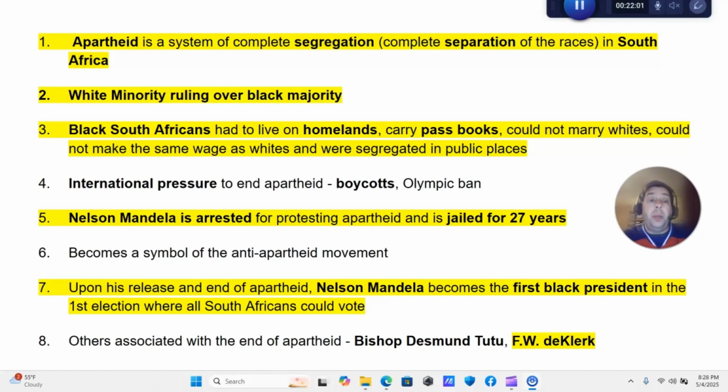to address this issue. And so we have international pressure, boycotting South African companies, divesting their investments in South African companies. They were banned from competing at a lot of international sporting events, including the Olympics. Nelson Mandela was arrested for protesting apartheid and for his actions with the African National Congress, which I will write on here as well.